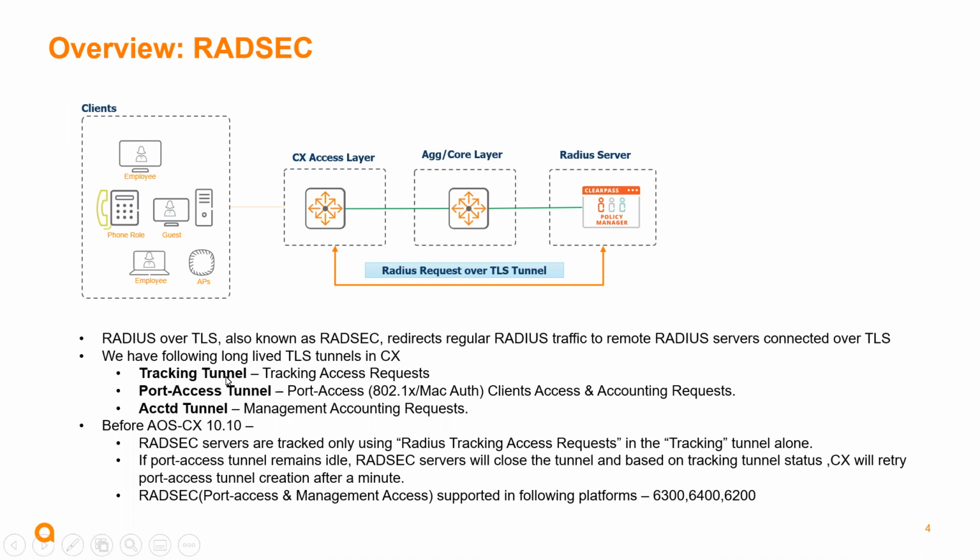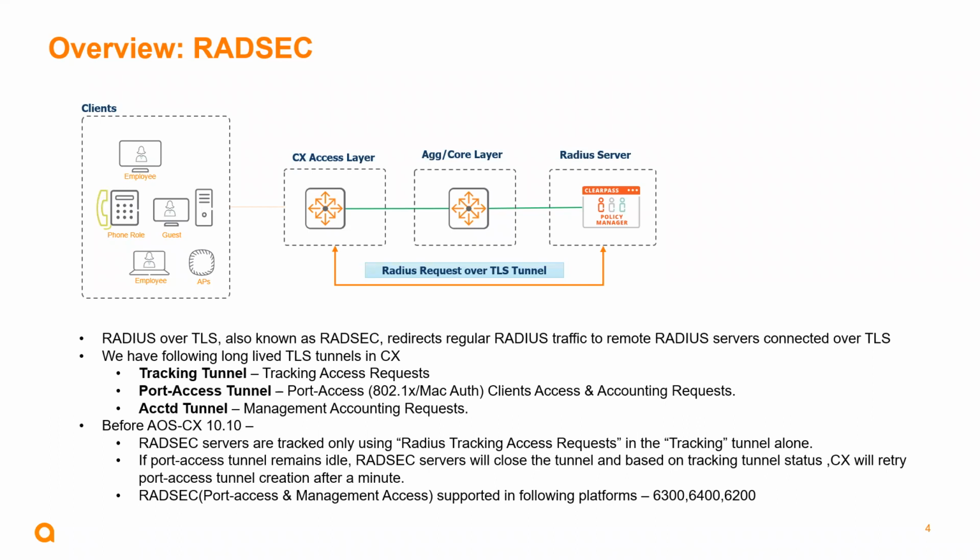So we have the following long-lived tunnels. The first one is the tracking tunnel. The responsibility of the tracking tunnel is to send the tracking request to identify whether the RADIUS server is reachable or not. Once the tracking tunnel identifies the RADIUS server is unreachable, it will be marked as dead. How does the tracking tunnel identify this? It sends a RADIUS tracking request with the username as radius-tracking-user. Once there is no response for that access request, the server will be marked as unreachable and no more access requests will be sent to that dead RADIUS server.